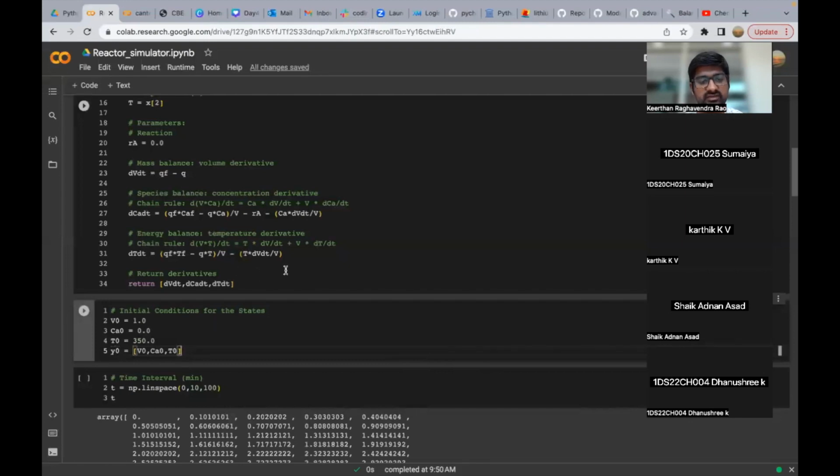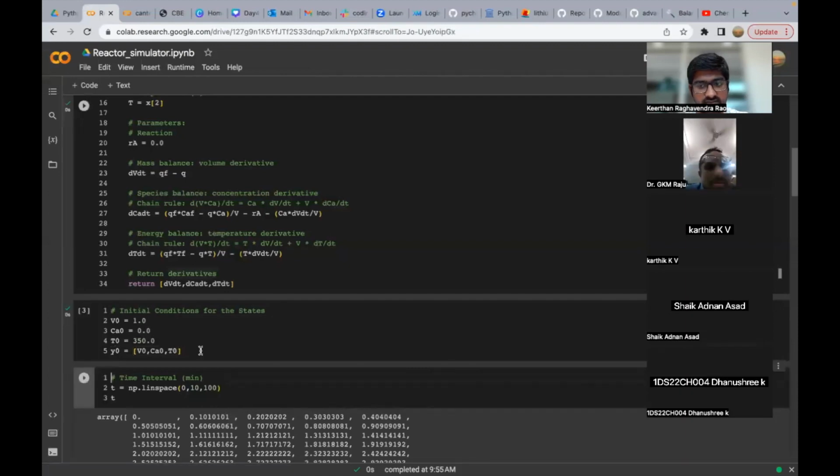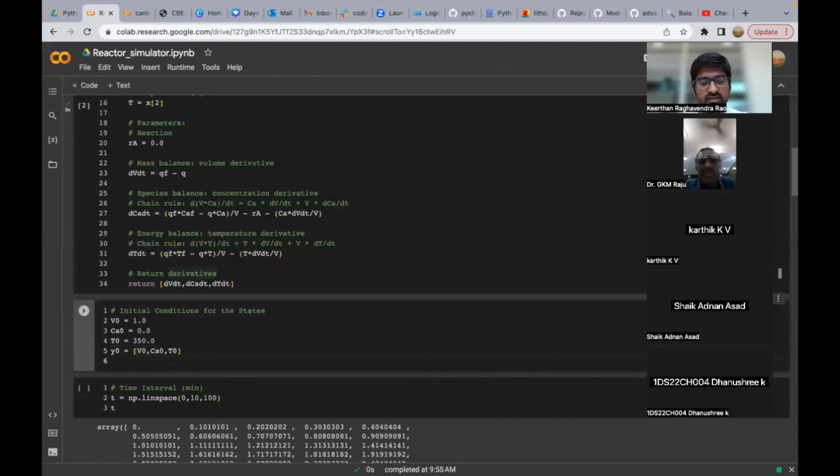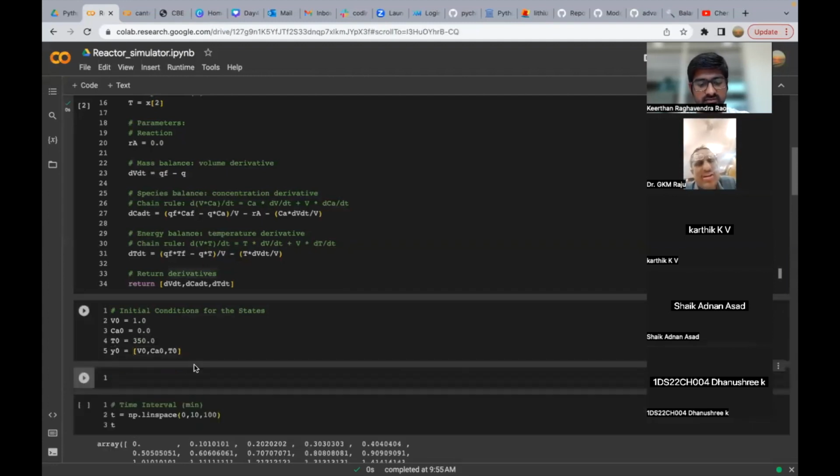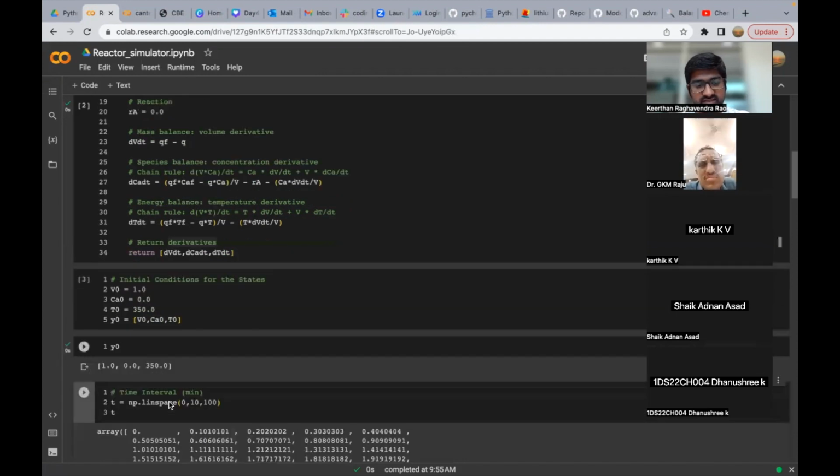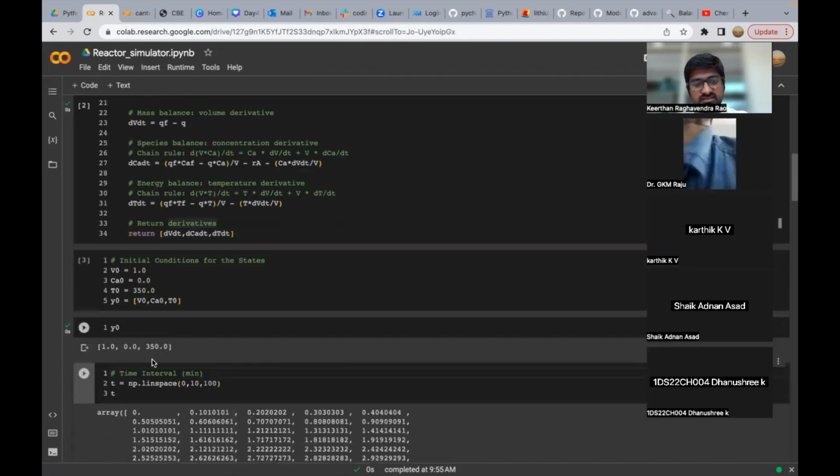So let me first run this function definition cell and then run this cell. So if you want to take a look at what Y naught looks like, I'll put a cell below. You can say Y naught, and this will show all our initial parameters. So this is how all the initial conditions are stored.